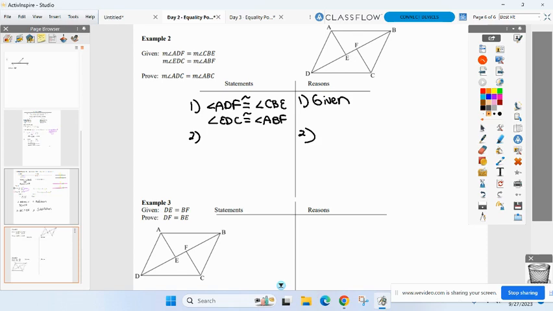Looks like you guys are pretty solid on marking them. That makes me happy. Again, do not mark the proof angles. That's not true yet. We have to prove that's true. Go ahead, copy it down into your statements now.